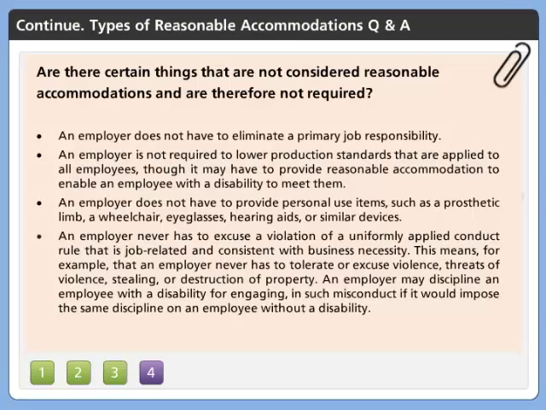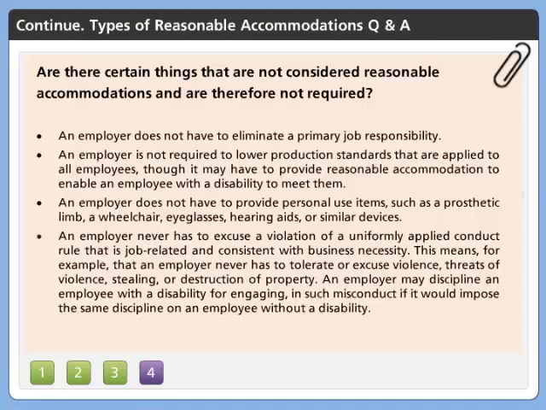Are there certain things that are not considered reasonable accommodations and are therefore not required? An employer does not have to eliminate a primary job responsibility. An employer is not required to lower production standards that are applied to all employees, though it may have to provide reasonable accommodations to enable an employee with a disability to meet them.